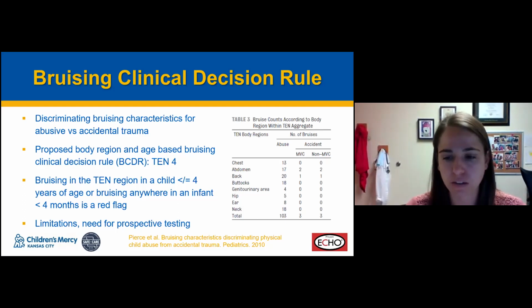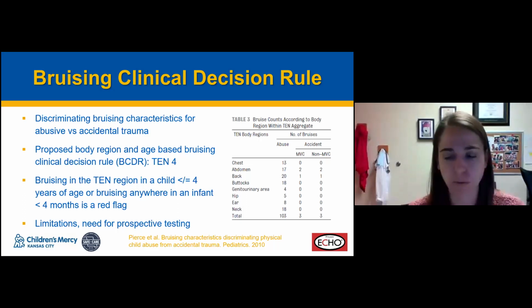And they found some significant findings. So they found that kids with abuse had a total bruise count that was significantly higher than those who had sustained accidental trauma. They also found significant differences in body regions where bruises were documented. So in this study, bruising to the ears, the neck, hands, chest, and buttocks were perfectly predictive of abuse, meaning that in their population, no patient with accidental trauma had bruising in those areas. They were only seen in their abuse patients.